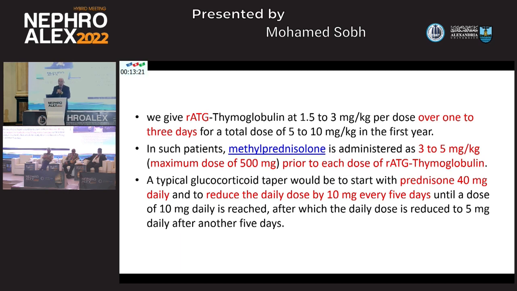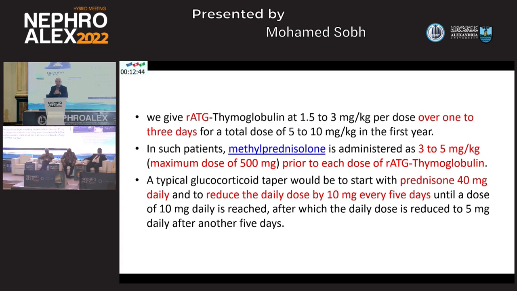How do we give ATG, thymoglobulin? Usually it's given in a dose of 1.5 to 3 milligram per kilogram per dose over 1 to 3 days. Or you can give, let us say, a total dose of 5 to 10 milligram per kilogram, this in transplant rejection during the first year. In such patients, methylprednisolone is administered, 3 to 5 milligram per kg, maximally 500 milligram per dose. This is given prior to ATG to guard against a reaction to the ATG.